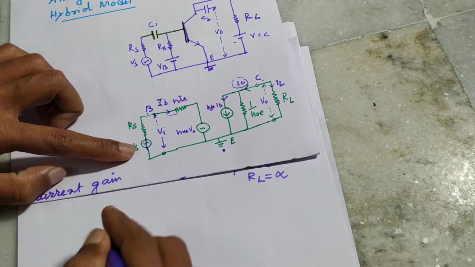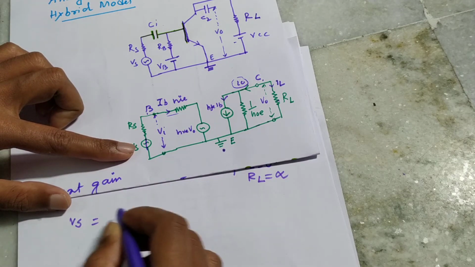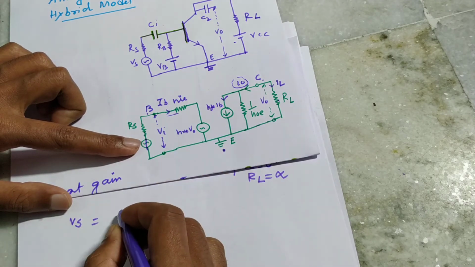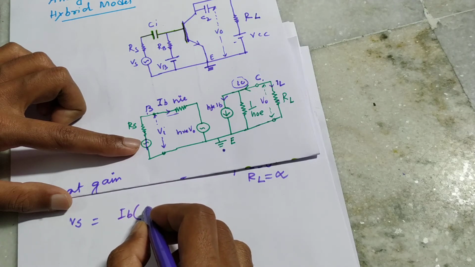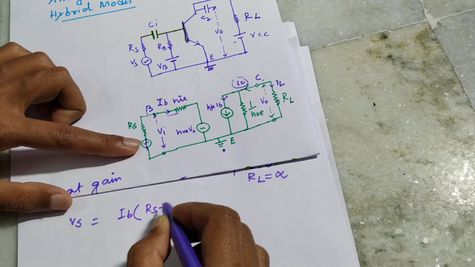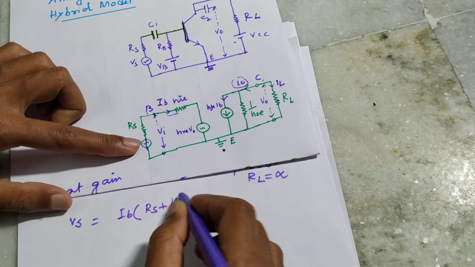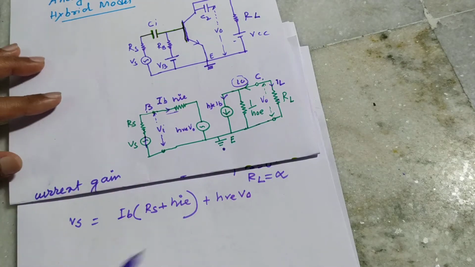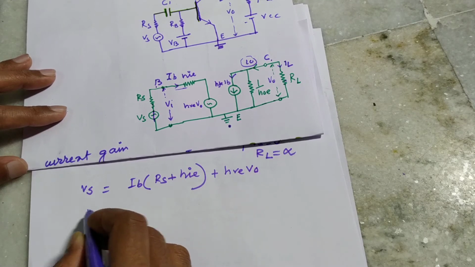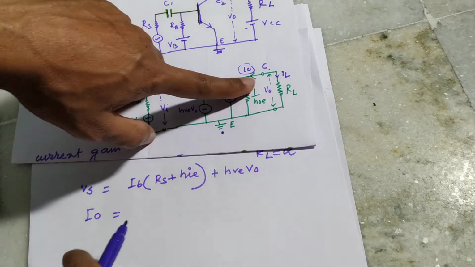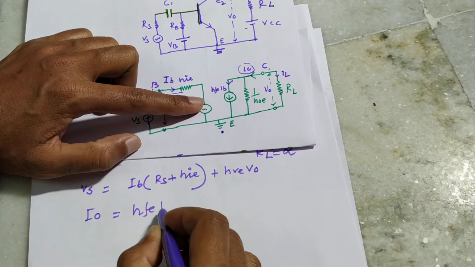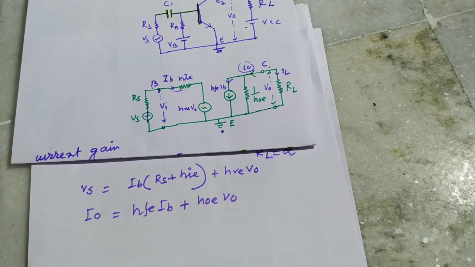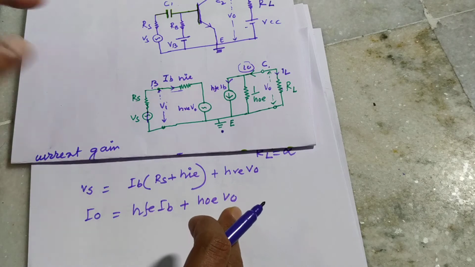From the input loop we can write Vs equal to, actually IB current flowing through both Rs and Hi. So the voltage due to the IB current is Rs plus Hi, plus HRE V0. Okay, and the I0 equal to, from the output loop, I0 is equal to HFE IB plus HOE into V0. Okay, so this is the output current.